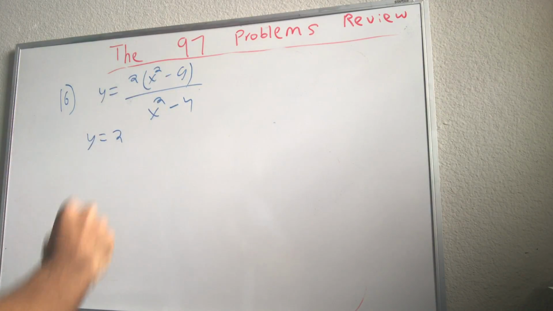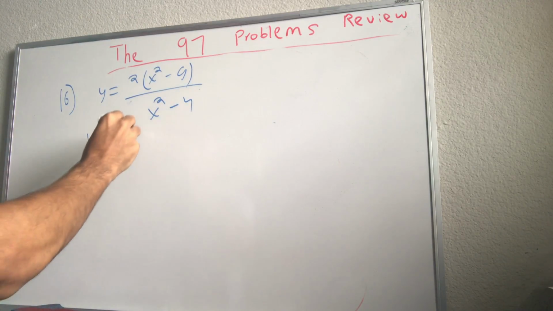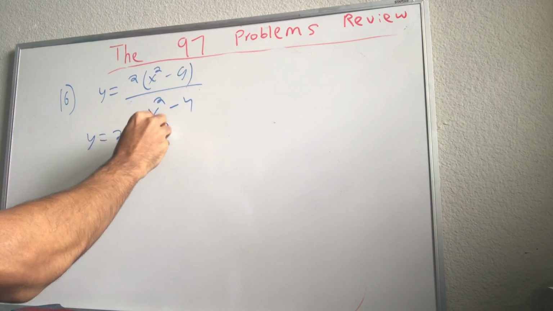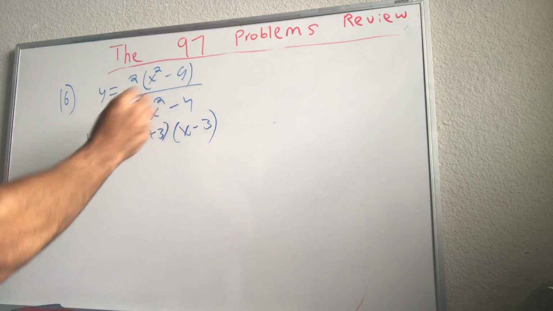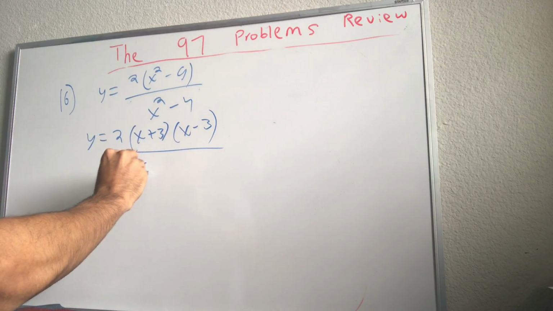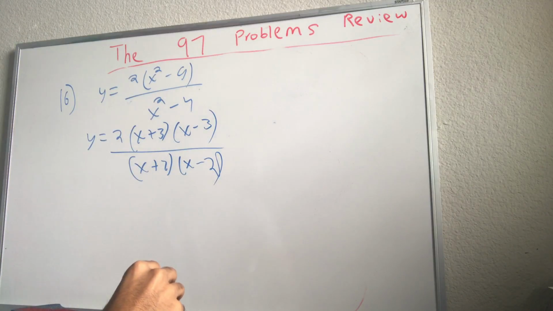Again, this is a squared minus b squared, and we know that if it's a squared minus b squared, we can write this as (a plus b) times (a minus b), right? So that's just (x plus 3) times (x minus 3), right? We have this, and then we can do the same thing in the bottom, so that would just become (x plus 2) times (x minus 2). We have everything factored out.